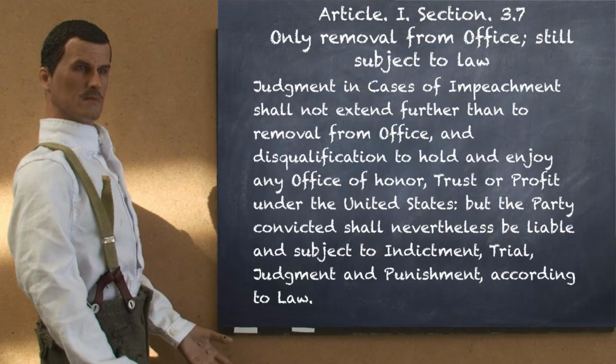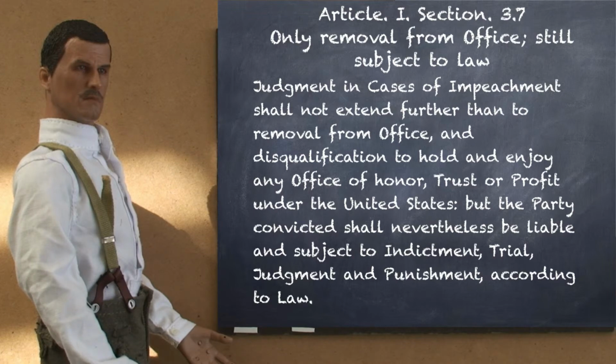Okay, so let's do the very last one here. And this also has to do with impeachments. And I'll read the words here. It says, judgment in the cases of impeachment shall not extend further than to removal from office and disqualification to hold and enjoy any office of honor, trust, or profit under the United States. But the party convicted shall nevertheless be liable and subject to indictment, trial, judgment, and punishment according to the law. So there you see that if they convict someone, remember they're being tried for treason, bribery, or other high crimes and misdemeanors, and they're found guilty, the only punishment that the Senate can mete out is to remove from office and disqualify from holding any other office in the United States government.